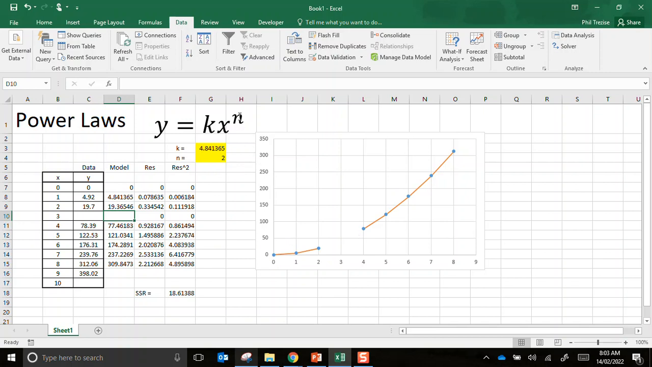Now, of course, the power n could also be negative numbers. It could be -1 for an inverse relationship, or it could be -2 if you wanted an inverse squared law.